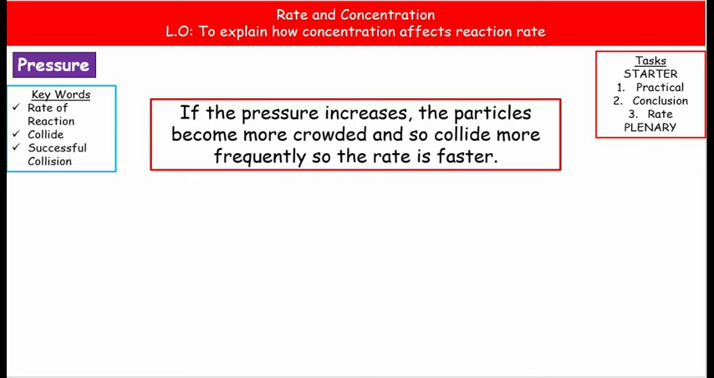Now, what we actually find is that if we increase the pressure, then the particles in those gases are becoming more crowded. If the particles are more crowded, then they're going to collide more frequently. So we see a faster rate. So make sure you've got that sentence written down in your books. I'll just give you about 40 seconds to get that done.